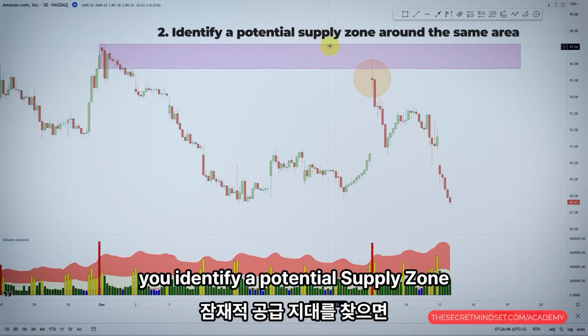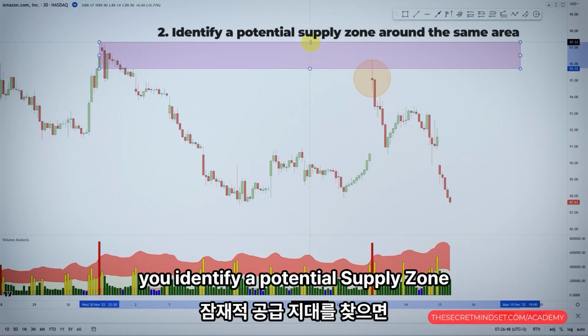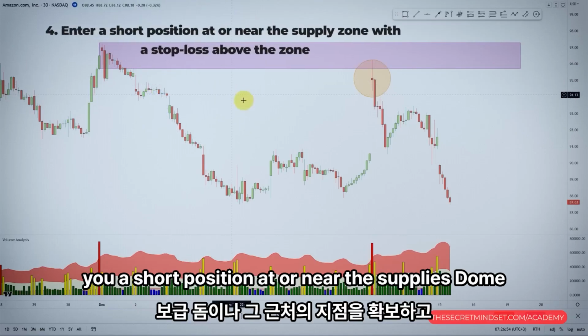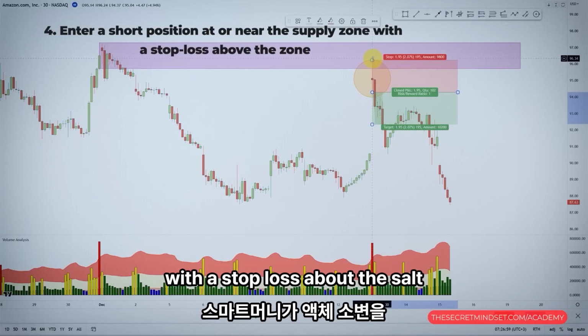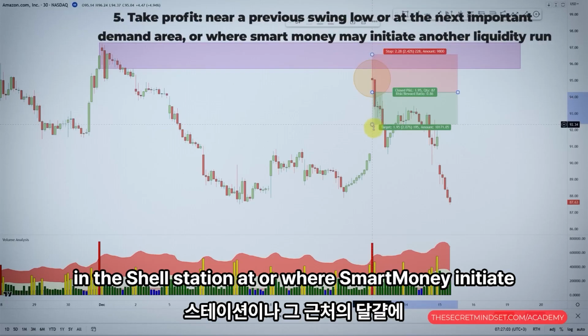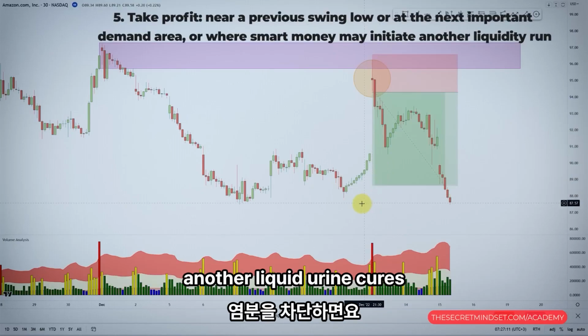Then, you identify a potential supply zone around the same area. If you find a liquidity clearout, that's even better. You enter a short position at or near the supply zone with a stop loss above the zone, and you exit the position at or near a previous swing low or at the next important demand area, or where smart money may initiate another liquidity run.